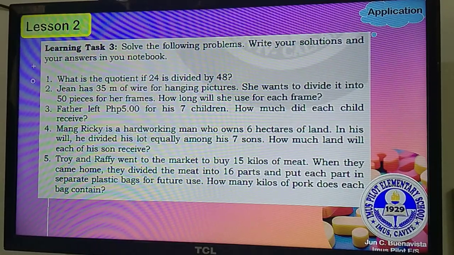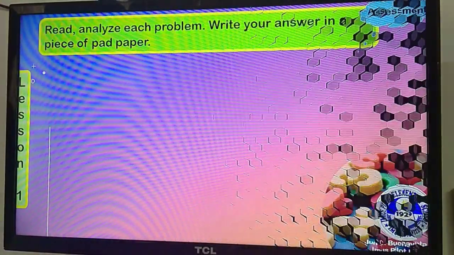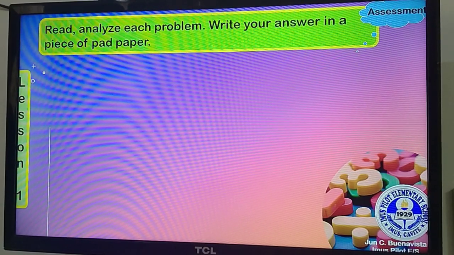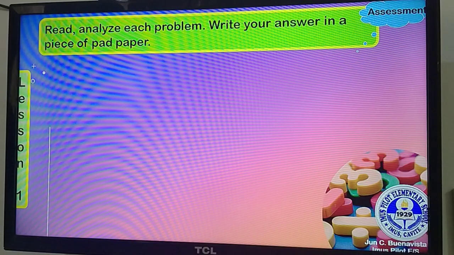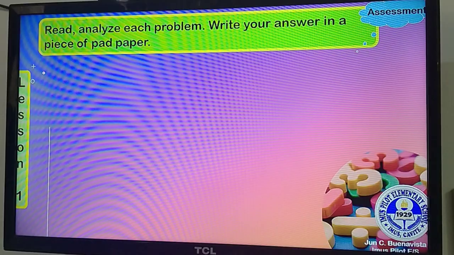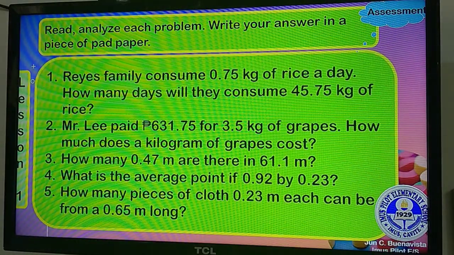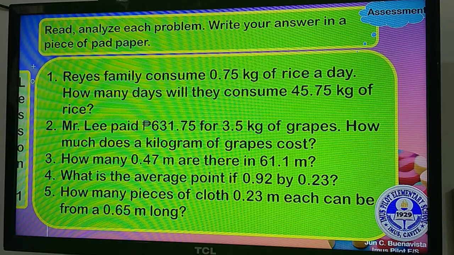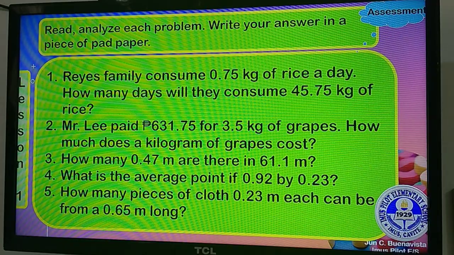Okay, now, let's go to your quiz or our assessment this week. So, read, analyze each problem. Write your answer in a piece of pad paper. Again, sa papel, isulat ang sagot. Okay, for lesson number 1 ito. Number 1, Reyes family consumes 7,500 kilograms of rice a day. How many days will they consume 45,7,500 kilograms of rice?